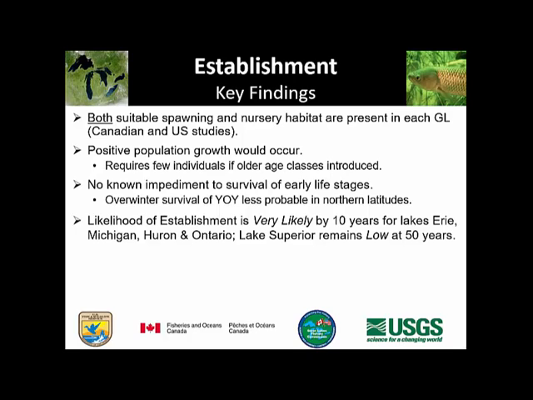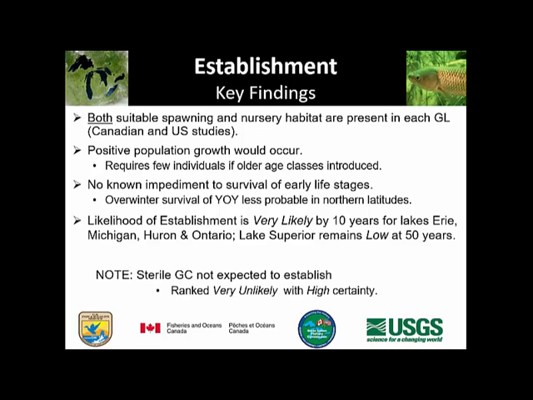The likelihood of establishment is very likely within 10 years for Lakes Erie, Michigan, Huron, and Ontario, although the likelihood of establishment for Lake Superior remains low out to the 50-year time horizon. It's also important to note here that we don't expect sterile grass carp to establish populations. The author team said that outcome is very unlikely with high certainty.